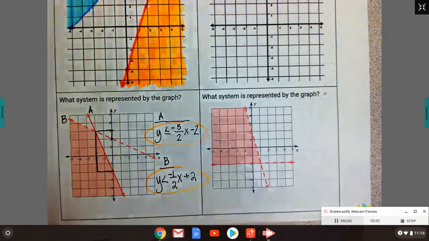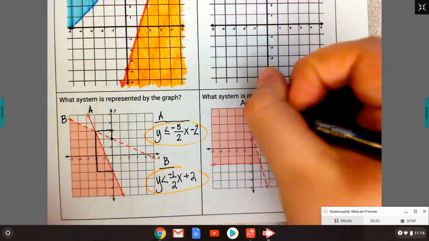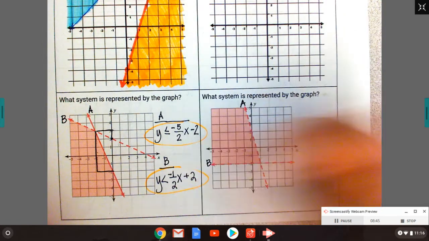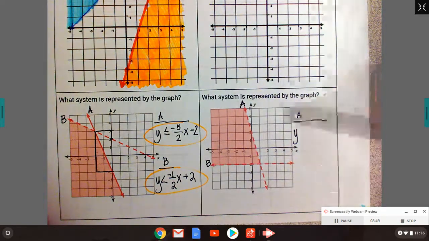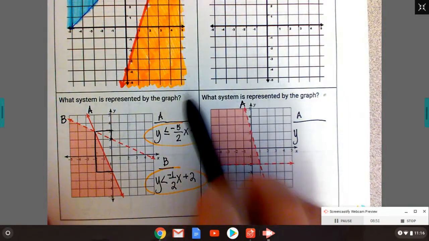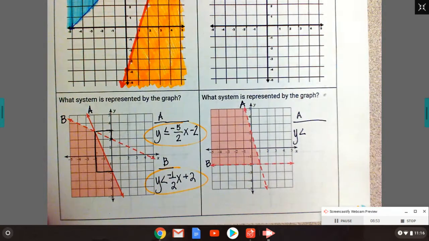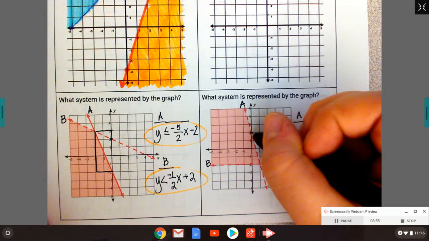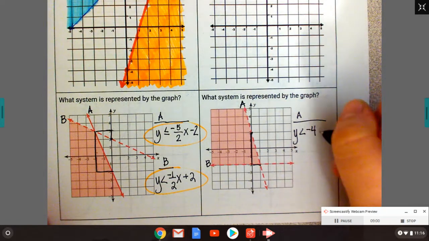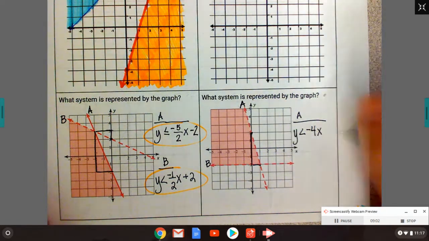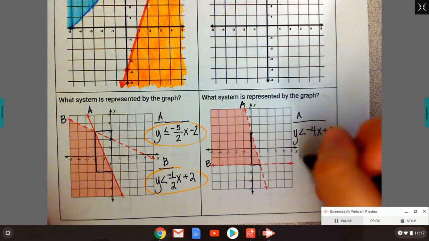The last one, so let's again label our equations. We've got this guy and this guy. So for the first line, we've got shade to the left and it's dashed, so less than. We've got a slope of down 4, right 1, so -4. And an intercept at +2. So there's our first line.